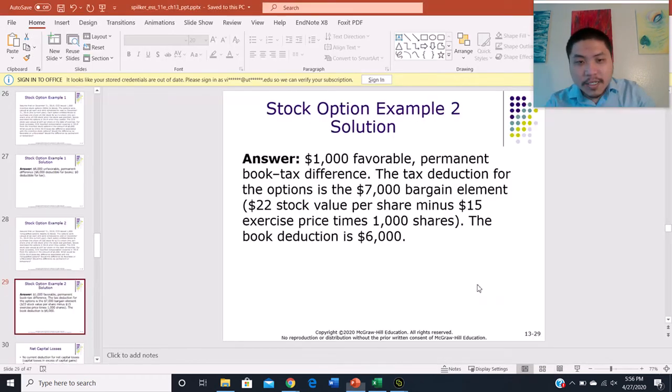All right. So I hope that these two examples help you understand why there's a book tax difference in the treatment of stock options. The goal for today's class is to introduce you to some of the major book tax difference items, and give you an idea how it works and why there are such differences. All right, so that was stock options.